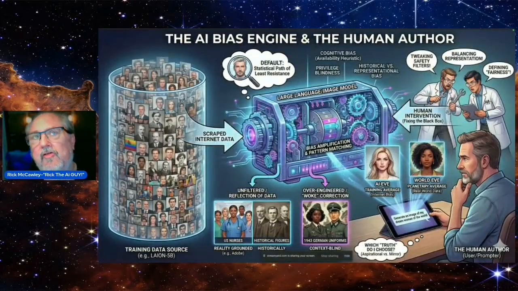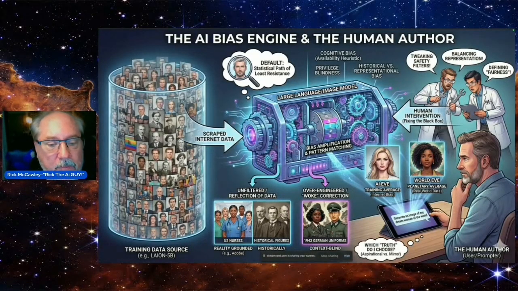So this is a Google NotebookLM. This is an infographic from the AI bias engine and the human author. This looks at what you scrape from the internet. So as an educational piece, take a look at this. So I went into Google NotebookLM and I loaded up all the videos I could find about bias and what different kinds there are and what it has to do with AI and the generation of images.